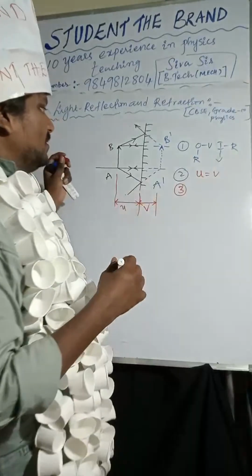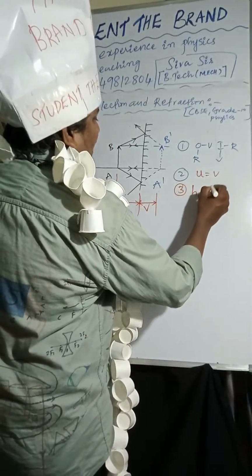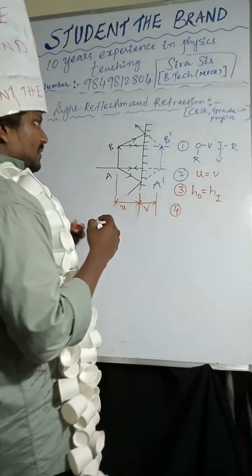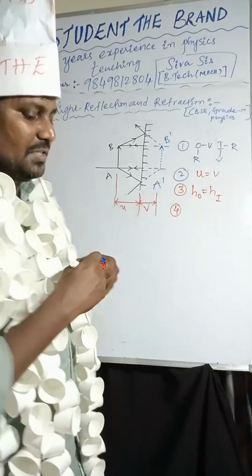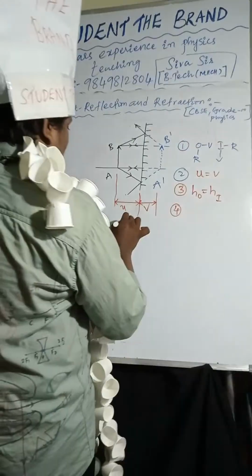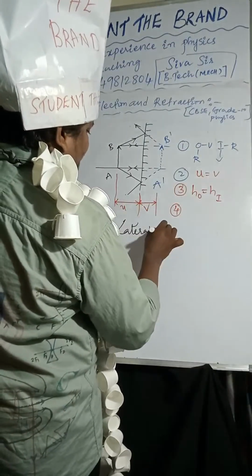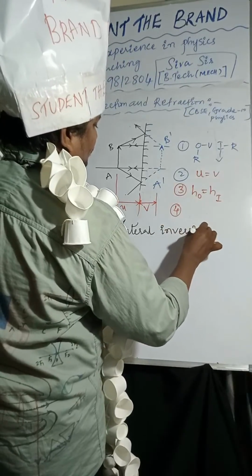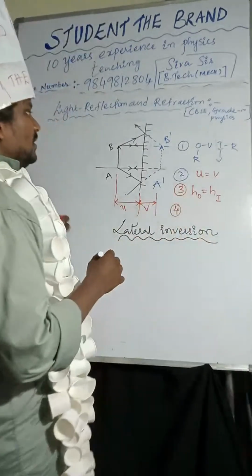And coming to the third one, height of the object is equal to height of the image. And coming to the fourth one, it also shows lateral inversion.